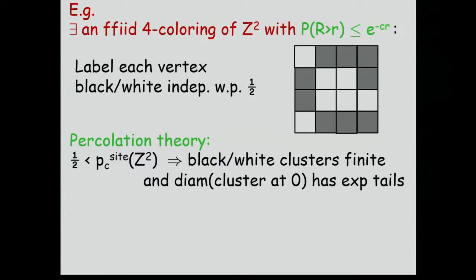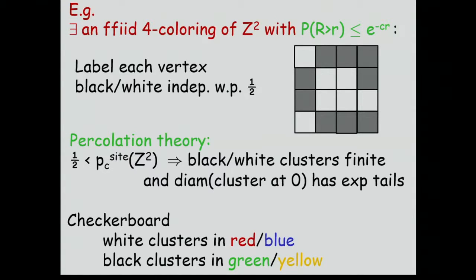So now what I'm going to do, of course this is not a proper colouring. If I want a proper colouring, I can checkerboard. I can checkerboard each white cluster in red and blue, say. And I can checkerboard each black cluster in green and yellow, say. And that clearly gives me a 4-colouring. And why is it FFIID?